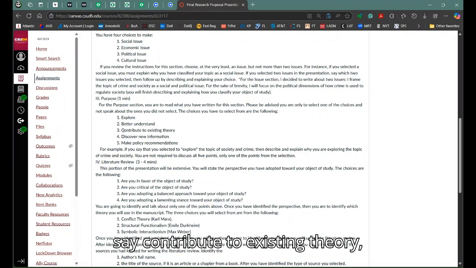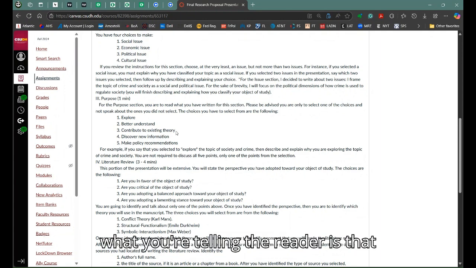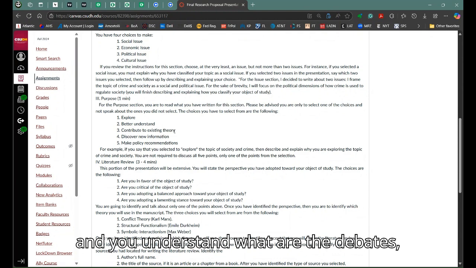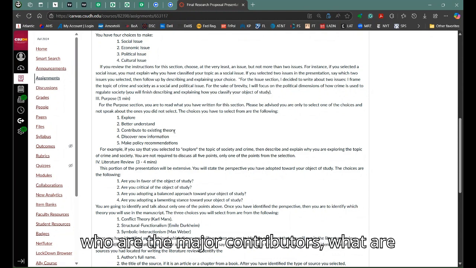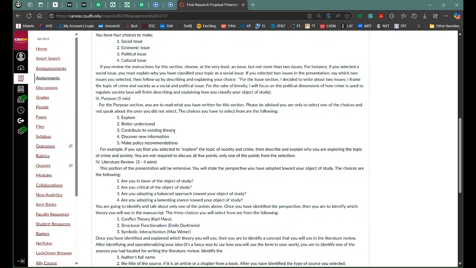Now, if you decide to say contribute to existing theory, what you're telling the reader is that you have complete command of, and you understand, the debates, the major contributors, and the issues: empirical issues, methodological issues, ideological issues. There's so many things that you could discuss. By selecting contribute to existing theory, you're showing that you have a very strong command of all those components about your topic.